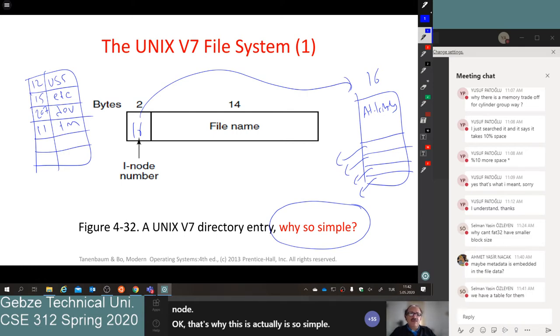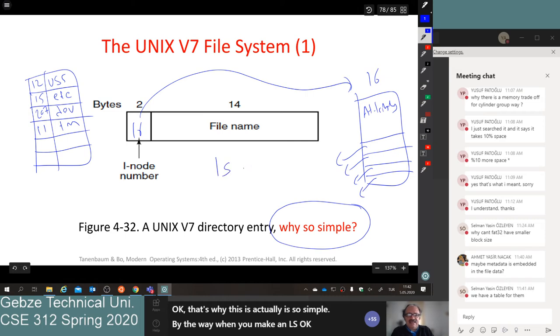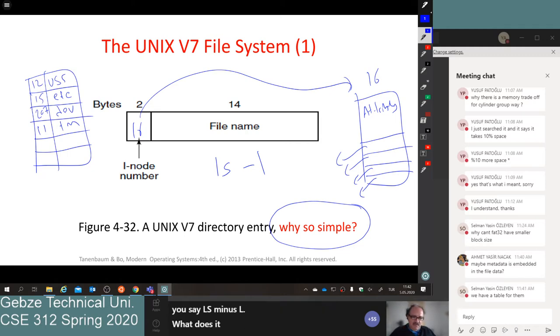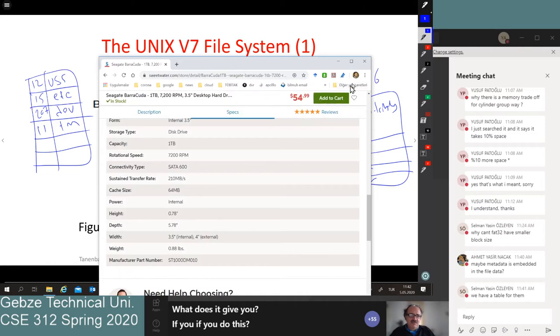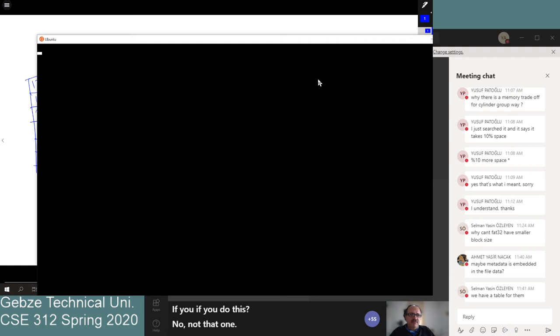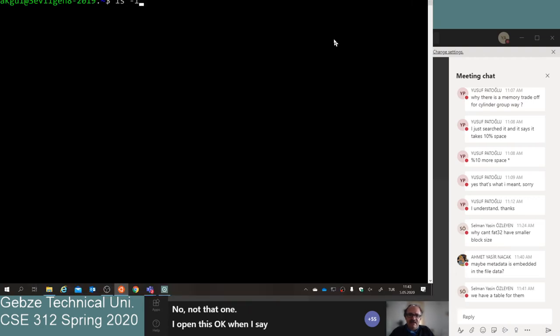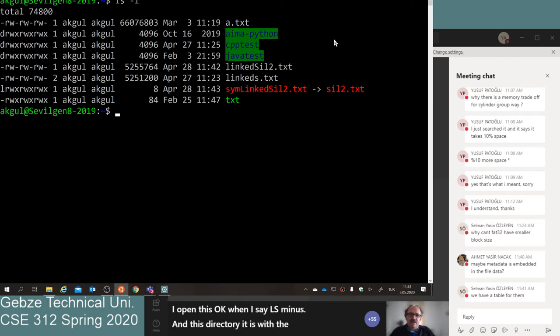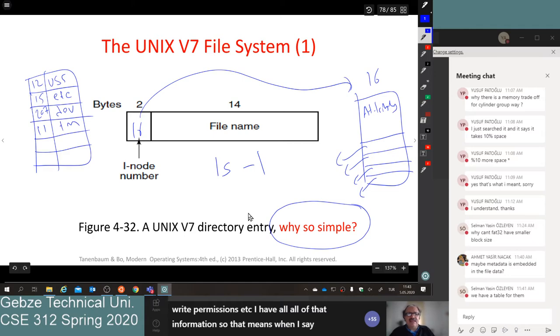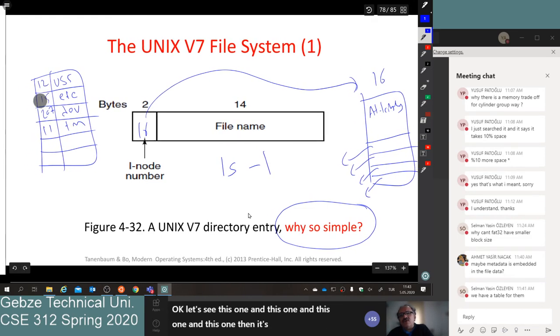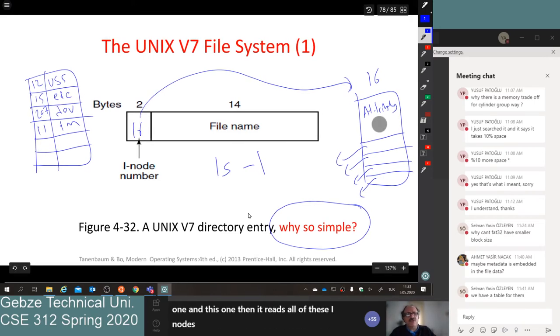It is so simple. By the way, when you say ls -l, what does it give you? When I say ls -l in this directory, it gives me the file name. Also, it gives me all the other information, like the size of the file, the date it was modified, and the read-write permissions, etc. I have all of that information. So that means when I say ls, ls reads this one, and this one, and this one, and this one, then it reads all of these inodes, and inside the inode, it finds all of that information and prints it, right? So ls is kind of expensive for Unix.